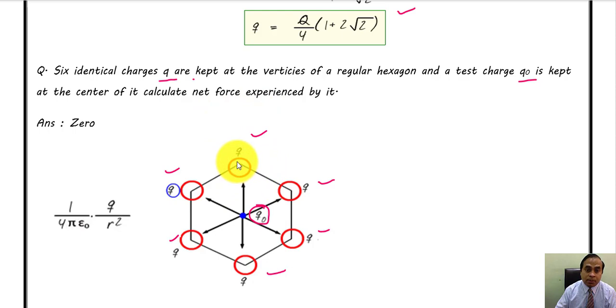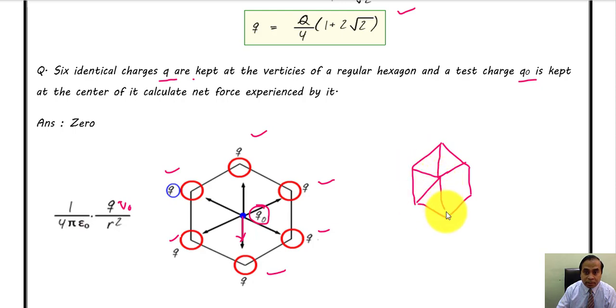So what is the situation? This capital Q will try to repel it down in this direction. What will be the force? 1 upon 4 pi epsilon naught, q naught upon r square. So it is the force. And you see, in every regular hexagon, in case you join the center with any of the vertices, you will find 6 equilateral triangles.